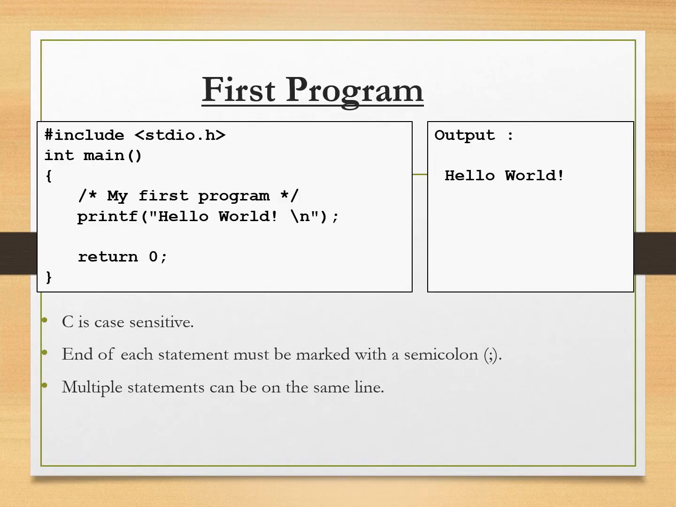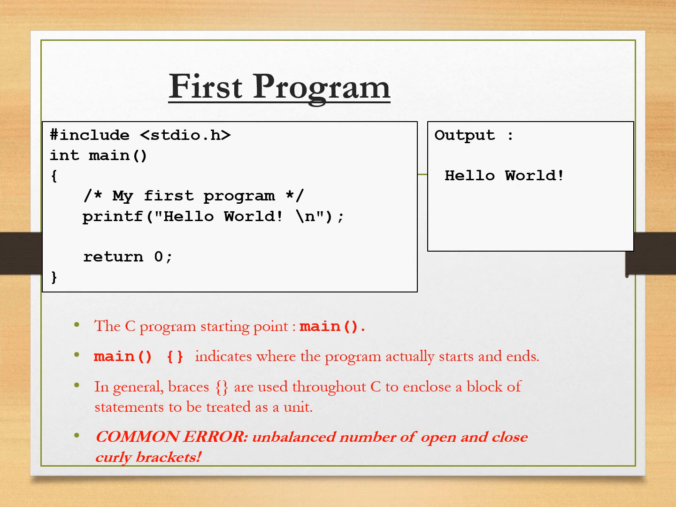This is an example program for C. The first important thing is that C is a case-sensitive language, and each statement in a C program has to be terminated with a semicolon. Multiple statements can be given on the same line. The first statement in the program is the hash include preprocessor directive, #include <stdio.h>, which is used to include input and output related functions in our C program, for example, printf and scanf.